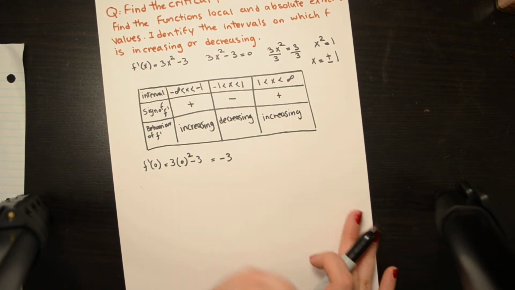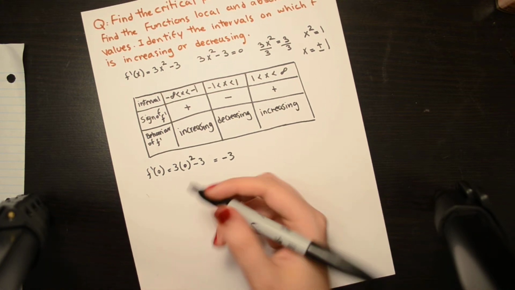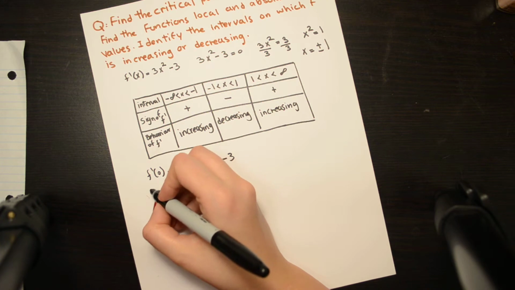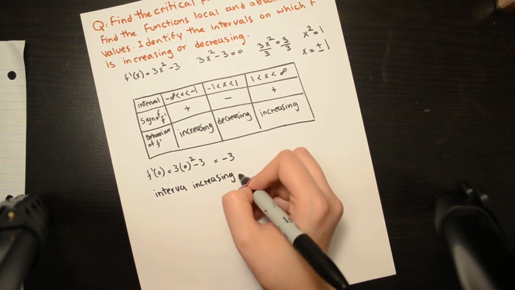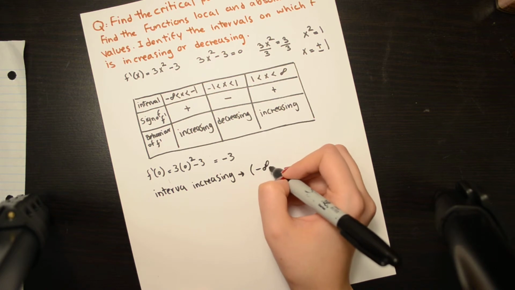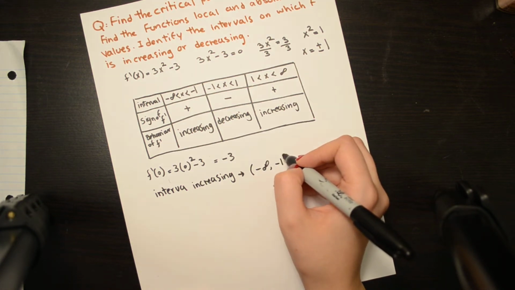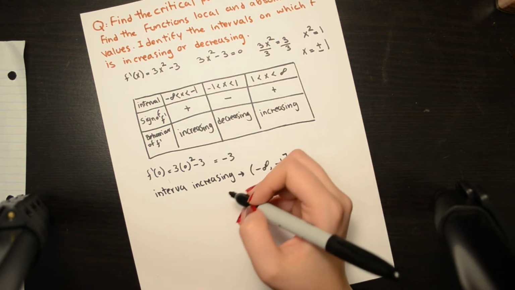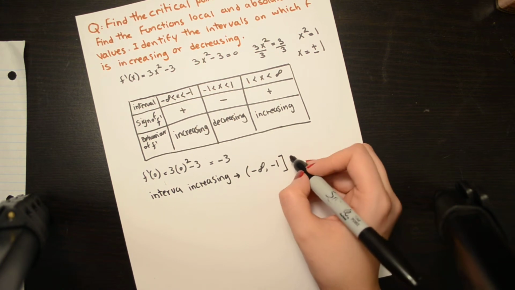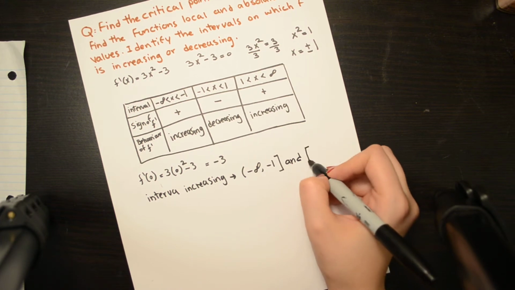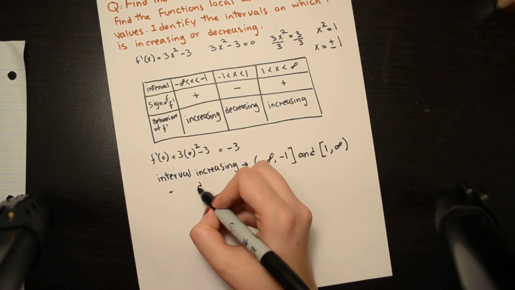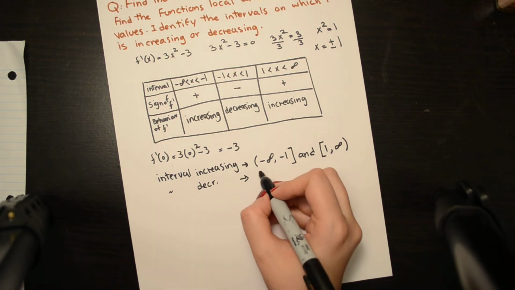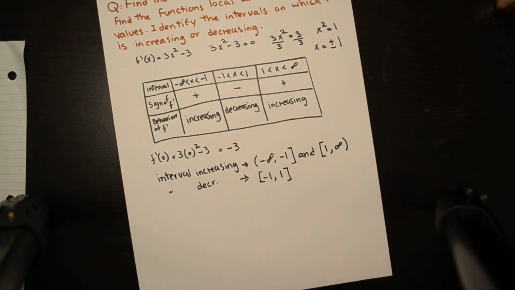So now that we know at what intervals we have the increase and decrease, we're just gonna write it down. The intervals that it is increasing are from negative infinity to negative 1. We have to put a parenthesis because it's infinity, and a bracket at negative 1 because it's a closed endpoint. And the other one is 1 to positive infinity. And the interval that is decreasing is from negative 1 to 1. We put brackets for both because it's a closed interval.